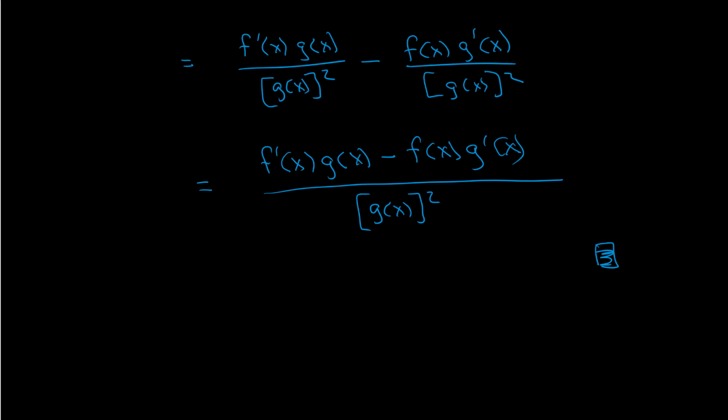The quotient rule comes from a combination of the product rule and the chain rule. Now, there are other ways to derive it as well, but this is probably one of the more straightforward ways.